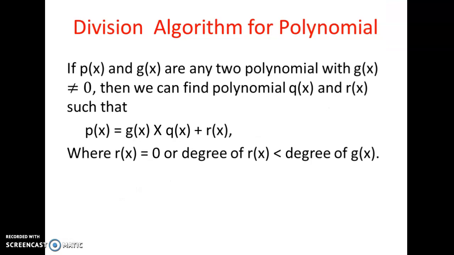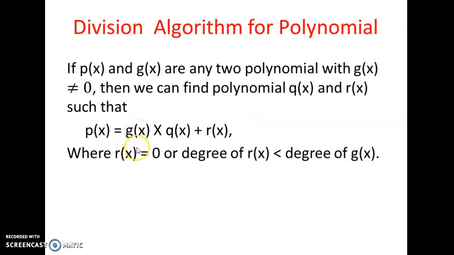Now we see an important topic: the division algorithm for polynomials. As we have seen in the division algorithm for numerical algebra, dividend equals divisor into quotient plus remainder. The same formula is applicable for polynomials also. If p(x) and g(x) are two polynomials, and g(x) divides p(x), which gives the quotient q(x) and remainder r(x), we can write: dividend is equal to divisor into quotient plus remainder. All these are in the form of polynomials, where the remainder can be 0 or have a degree less than the degree of the divisor.